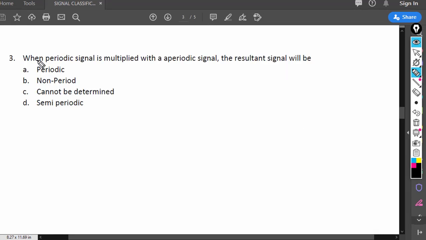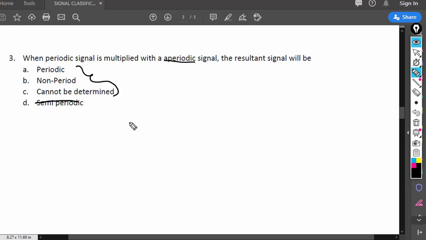Third question says that when a periodic signal is multiplied with a non-periodic signal, the resultant signal will be: periodic, non-periodic, cannot be determined, or semi-periodic. There is no concept called semi-periodic signal, so this is not there. We'll see with respect to these three options which is correct.